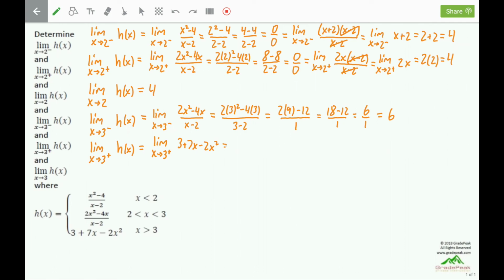The next thing to do is try plugging a 3 in for each of the x's. That will give us 3 plus 7 times 3 minus 2 times 3 squared. So we have 3 plus 7 times 3 is a 21, minus 2 times 3 squared, which is a 9. 3 plus 21 is 24, and then a minus 2 times a 9 is a minus 18. 24 minus 18 is a 6.